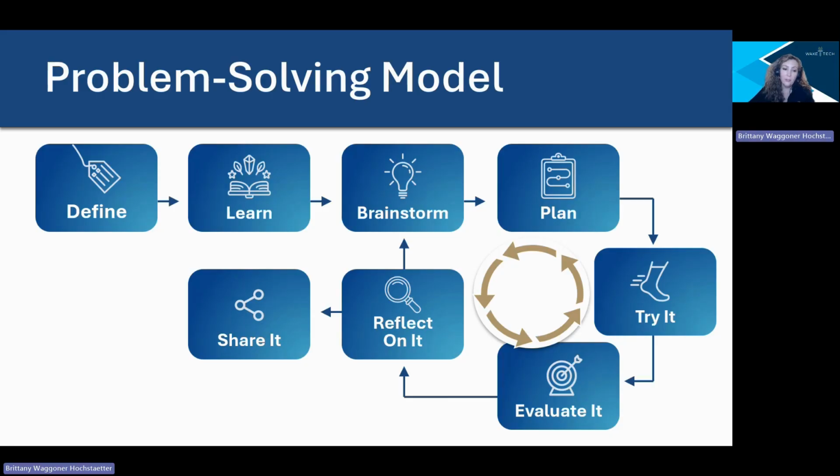This model is iterative and flexible, promoting a thoughtful and collaborative approach to solving problems. It's not always a linear process, and multiple steps might need to be repeated before the problem is solved.